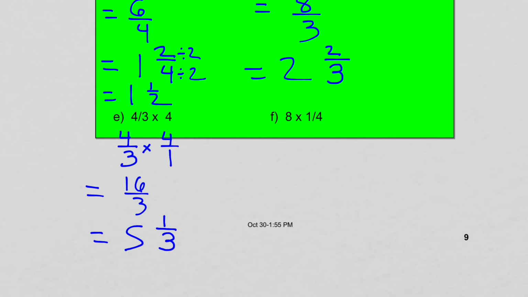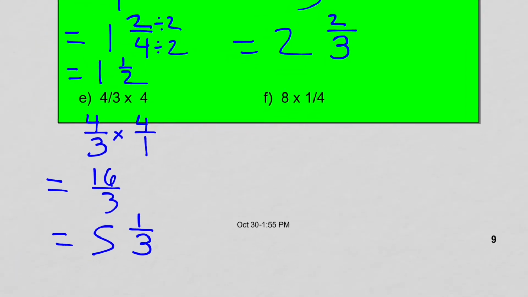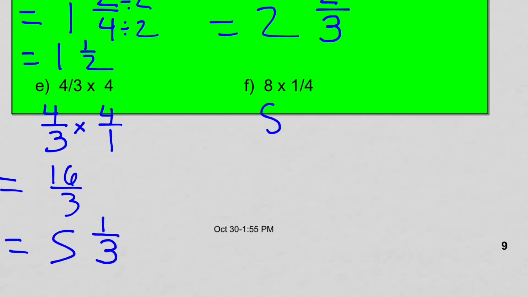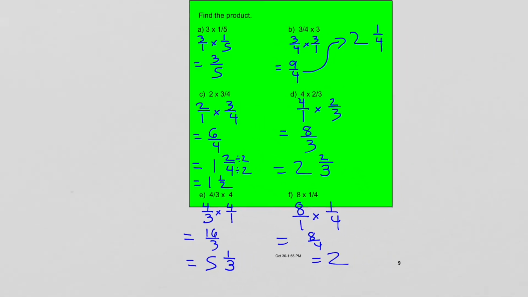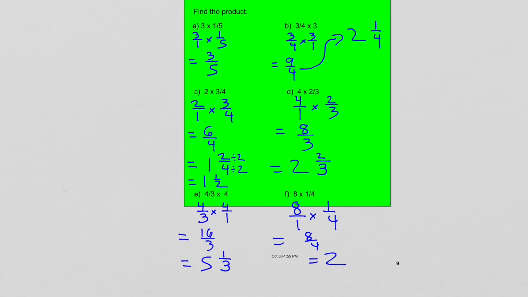And then the last one here, 8 times 1 over 4. Think of it as 8 over 1 times 1 over 4. 8 times 1 is 8. 1 times 4 is 4. That's 8 over 4. And 4 goes into 8 2 times, no remainder. So that's the pure concept.